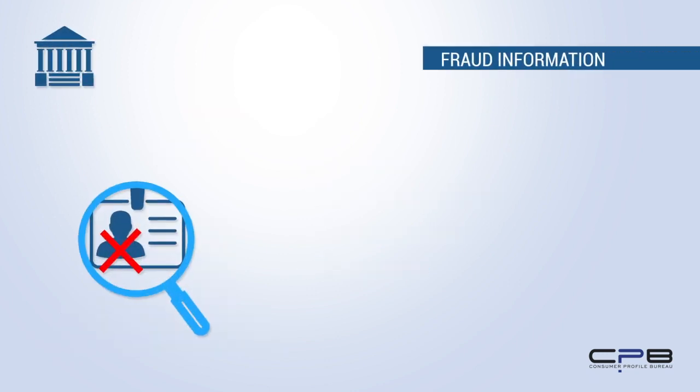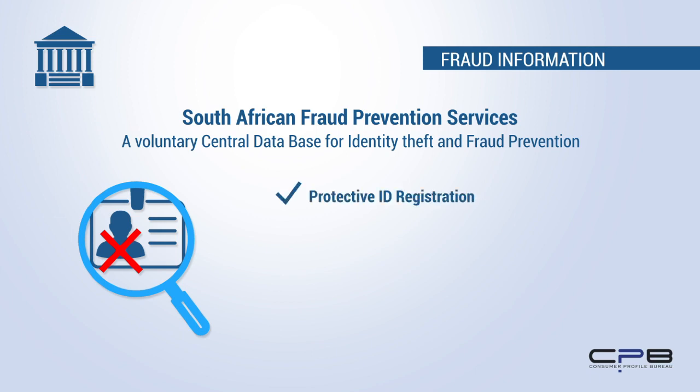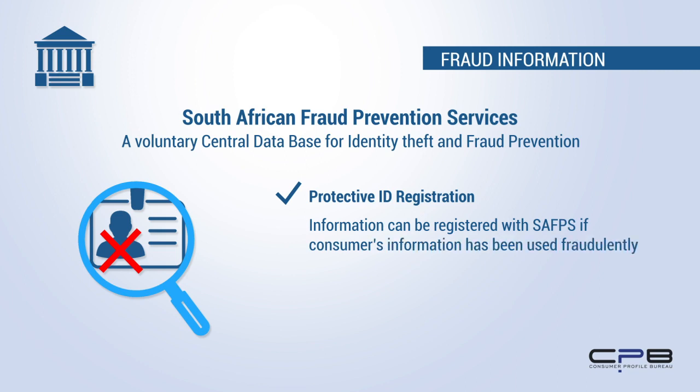When you have been a victim of financial fraud by a perpetrator, this information is collated by the South African Fraud Prevention Services and provided to the credit bureaus to include in your credit profile. This could include protective ID registration. Information can be registered with the South African Fraud Prevention Services if a consumer's information has been used fraudulently. Shamwari database, fraudulent behavior or activity.